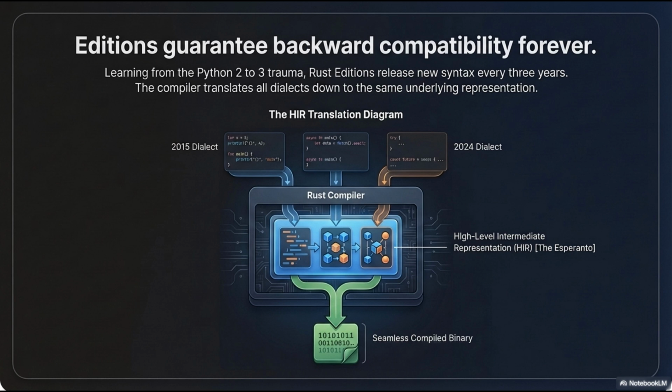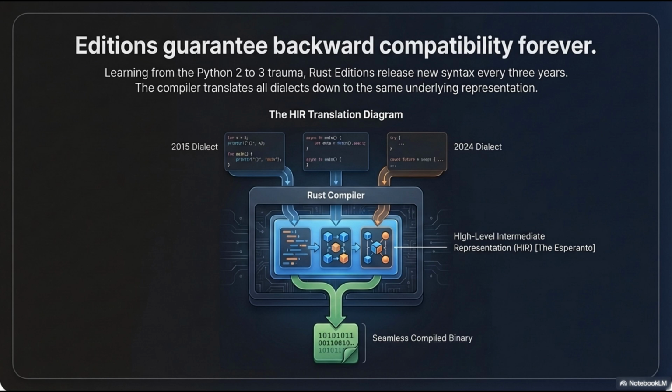Yeah. For example, the async keyword didn't exist in 2015. What if I used the word async as a variable name back in 2015, and then in the 2018 edition, it became a reserved keyword? Wouldn't the new compiler choke on my old code? It would if it parsed them the exact same way. But think of editions like different local dialects of the same language.